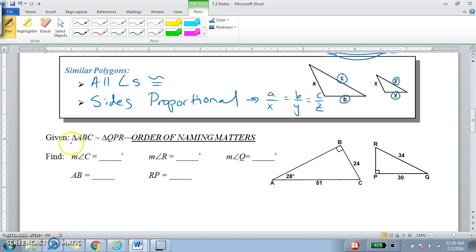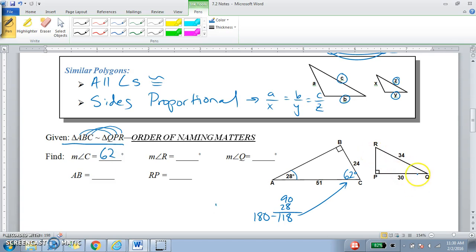So down here, again, the order that I name these two triangles matters. So A is going to match up with Q, B is going to match up with P, and C is going to match up with R. So to start off, we've got a 90-degree angle right here at angle B, 28 degrees at angle A. So to find angle C, we add up 90 and 28. Gives me a total of 118, and I subtract that from 180 to get angle C, which is 62 degrees. So now I have all three angles in this triangle. We'll fill in that angle C is 62.